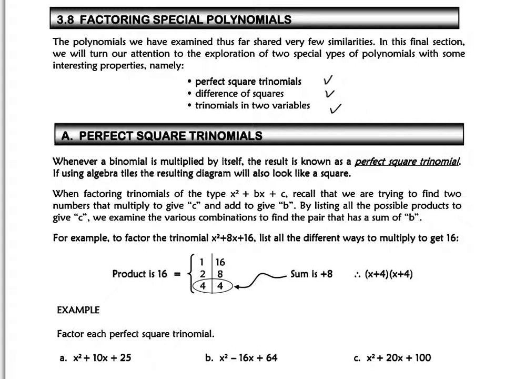For example, if you had type x squared plus bx plus c, you still look for two numbers that multiply to give you c and add to give you b. You can still do it that way, and you just should notice when you're done that if it is a perfect square trinomial, the two factors would be the same. For example, x squared plus 8x plus 16: two numbers that multiply to give you 16 and add to give you 8 would be 4 and 4. And when you write the factors down, you get x plus 4 times x plus 4, which is a perfect square trinomial, because that can be written as x plus 4 all squared.